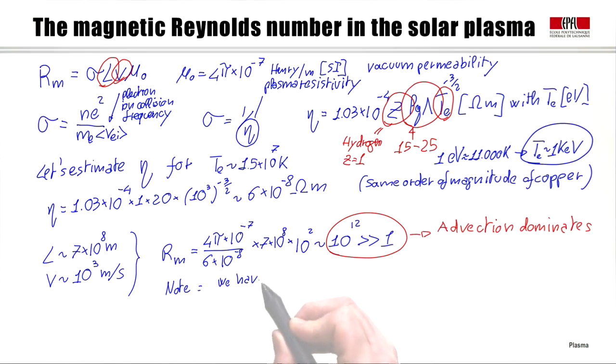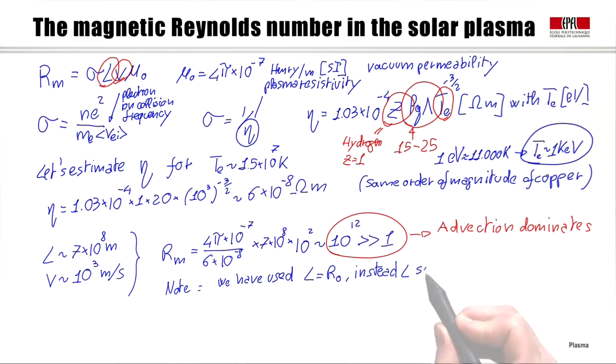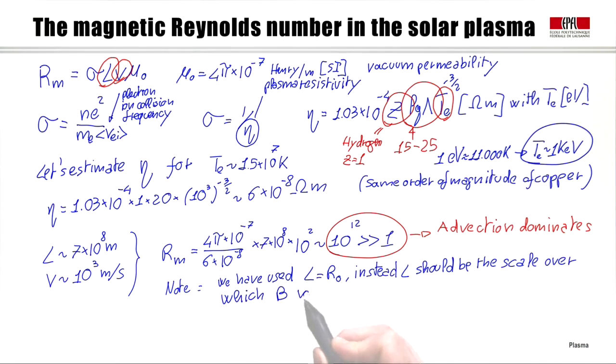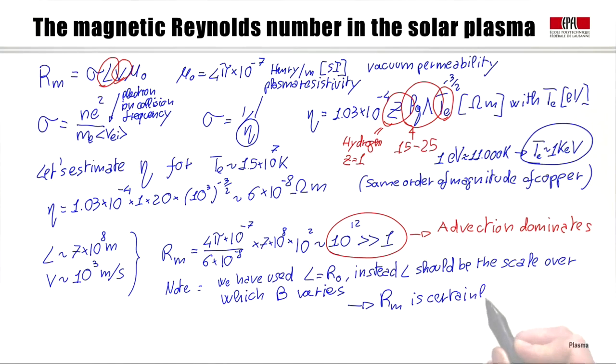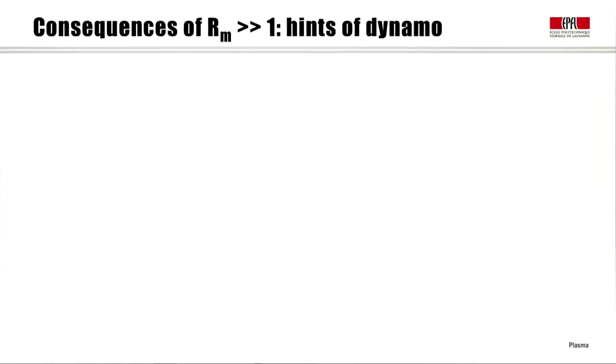There is a note of caution, however. We have used as an estimate for L the radius of the Sun. Instead, L should be the scale over which the magnetic field varies. The result is that the magnetic Reynolds number is certainly overestimated. More precise estimates end up with values between 10^6 and 10^10, which are numbers much larger than 1, telling us that diffusion can be neglected in the dynamics of solar plasmas over such large spatial scales, where advection dominates.